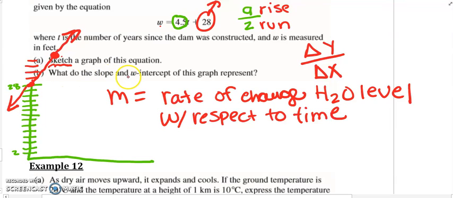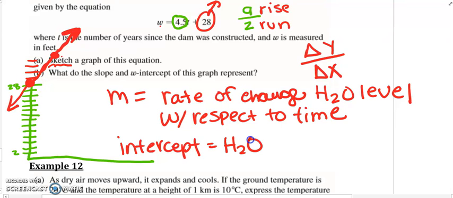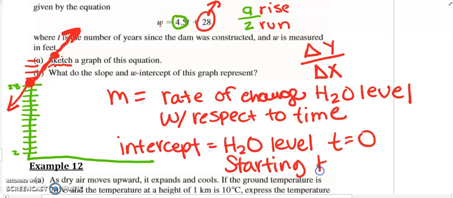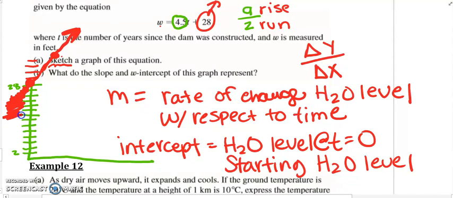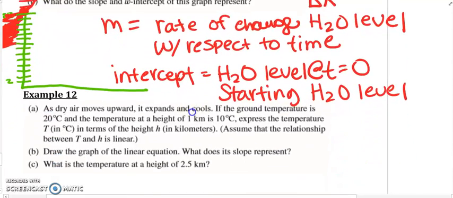What do the slope and y-intercept represent? So what's my intercept? Well, we can see it's up here, and of course it's getting bigger and bigger. This is the water level. It is actually the water level at the beginning, right? At time equals 0, or the starting water level. Really don't need this part of my line in application. That's not going to be very helpful.